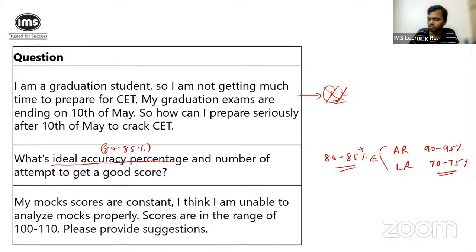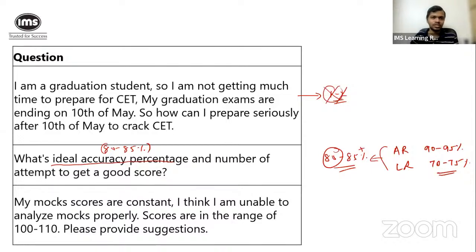Which is slightly lower than what you're aiming for. But you need to find that balance. Okay. It can be any combination, but as long as you find it, you should be okay. So don't try to have similar accuracies across all 4 sections because it's a very difficult thing to do. Find the balance. Okay. Overall, it should be 80-85%.